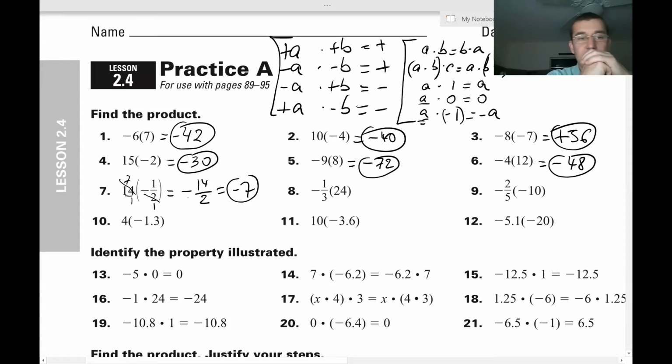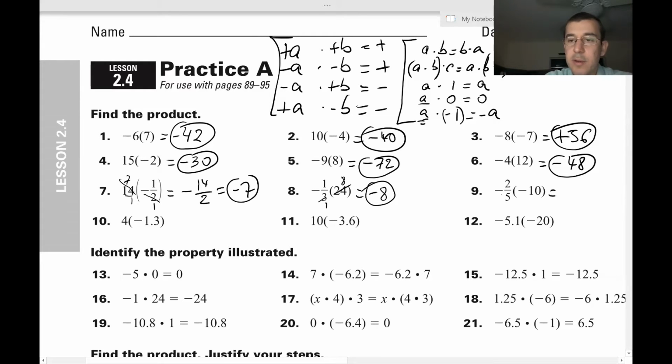Okay. Number 8, we have two real numbers with different signs, so minus. Now 3 and 24 cancel out by 3. So this is 3 divided by 3 is 1. 24 divided by 3 is 8. So this is 8. 1 times 8 is 8. So minus 8 is the answer.